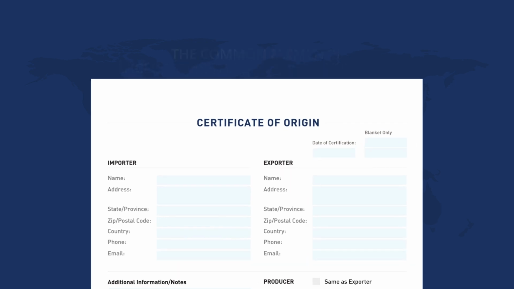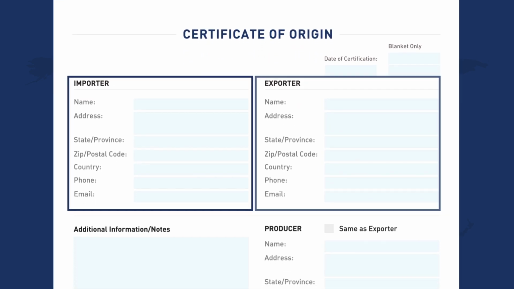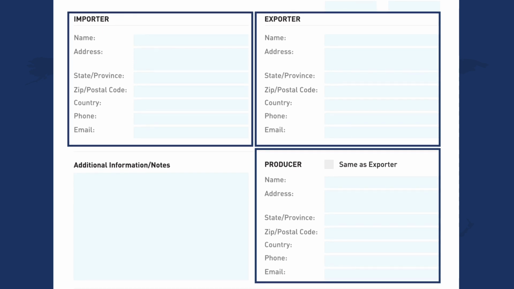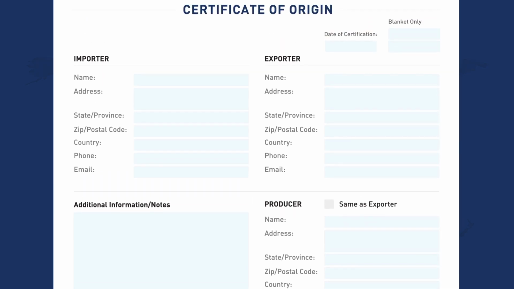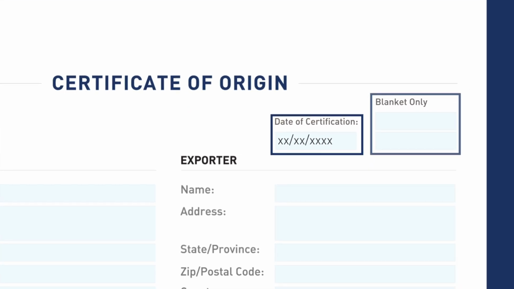Start by including the legal name and contact information for the importer, exporter, and producer of the shipment. Next, add the date of the certification. In the case of a blanket certification, specify the period that the certification covers as allowed by the FTA.